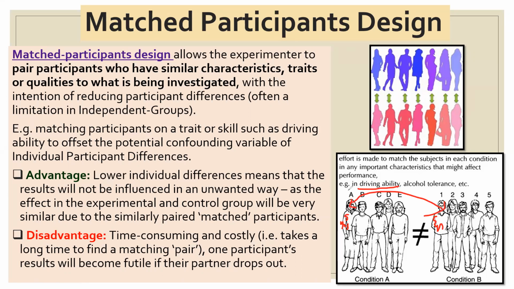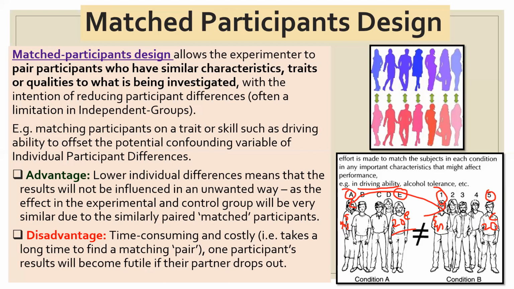So participant A here will pair up with participant 1 here. Maybe participant E has been driving for 20 years. So this lady with 20 years of driving experience, E, will pair up with number 5 here, who also has 20 years of driving experience. And so they pair up and become a matched pair. This lady will go through the experimental condition and this man will go through the control condition. So they become a pair with one of the pair going through the experimental group and one of the pair being in the control group.